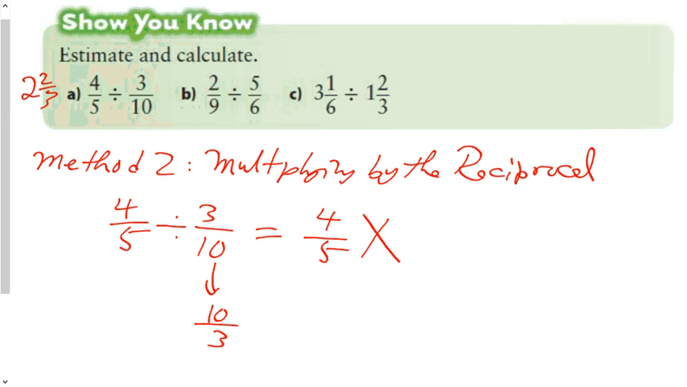So instead of being 3/10, it's going to be 10/3. If I multiply the first fraction by the reciprocal, 10/3, of the second, I will be able to get the same answer, but using a completely different method.